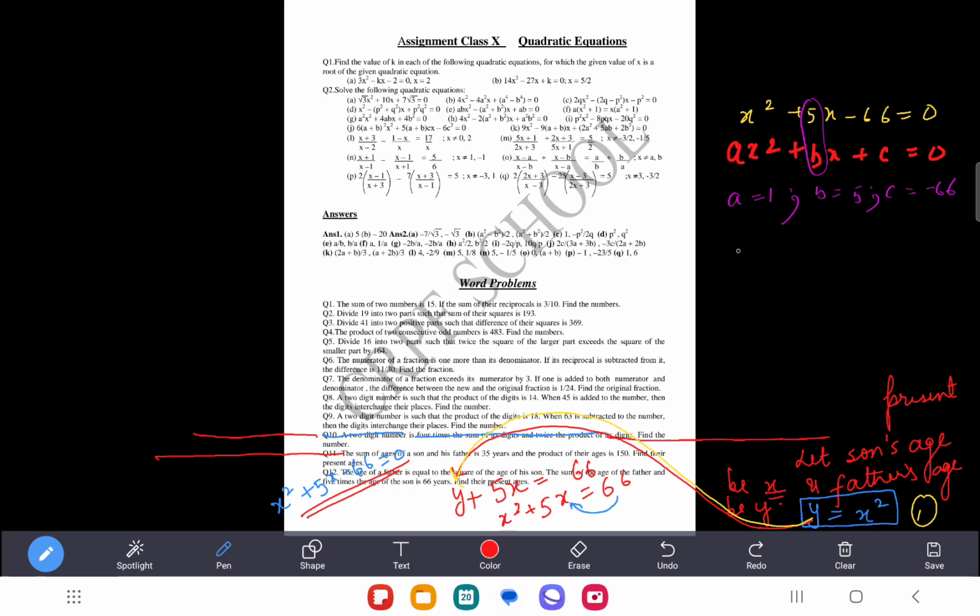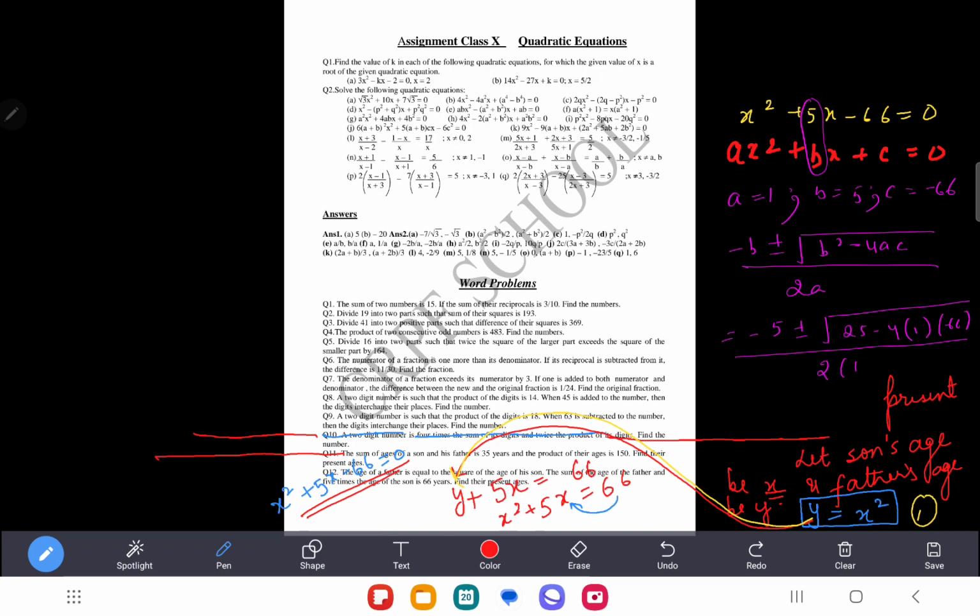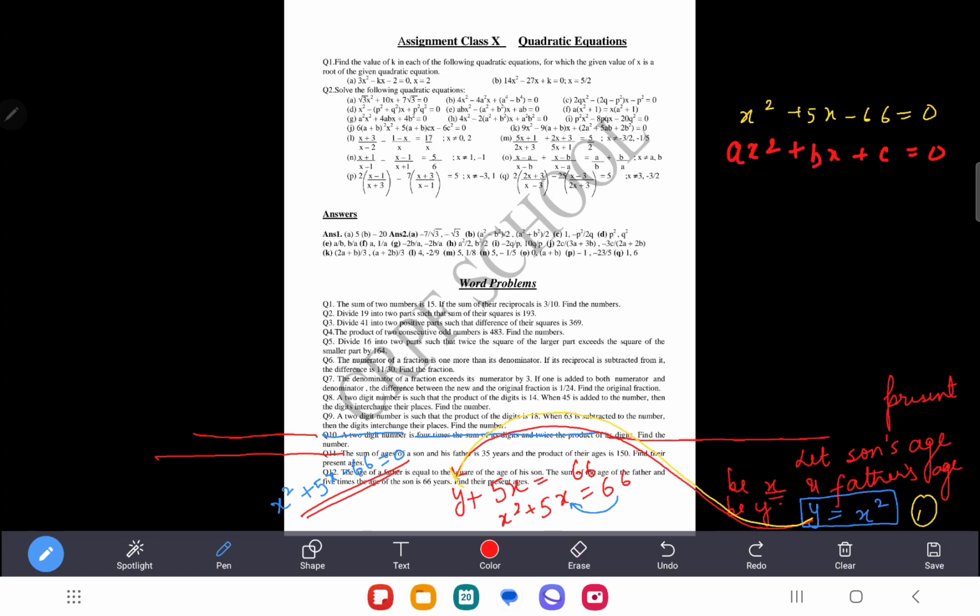Then you put minus b plus minus under root of b square minus 4ac over 2a. So minus 5 plus minus under root of 5 square, 25, minus 4ac over 2 times a. Do you understand? Any doubts in this? Just tell me. And now when you solve it, what do you think you will get?